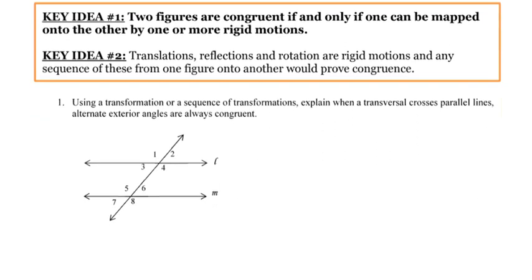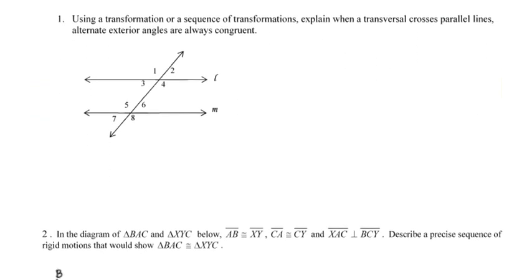All right, so let's just jump right into this. Number 1 says using a transformation or a sequence of transformations, explain why when a transversal crosses parallel lines, the alternate exterior angles that are formed are always congruent to each other. So in other words, what we're trying to do is identify a sequence of rigid motions that will map the alternate exterior angles onto one another. So a sequence of rigid motions that will map angle 1 onto angle 8, or angle 8 onto angle 1, and angle 2 onto angle 7. That's our goal.